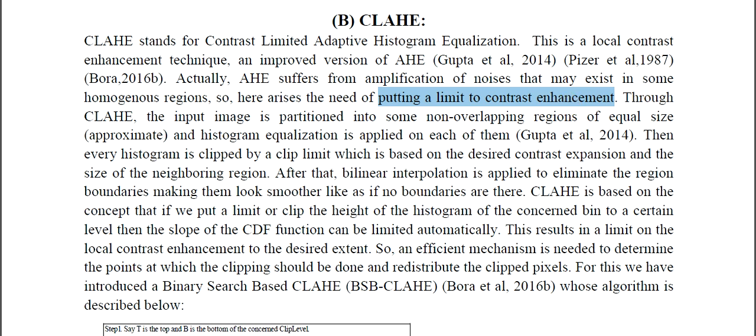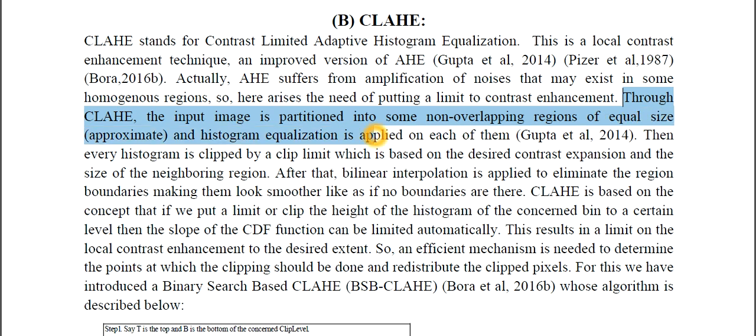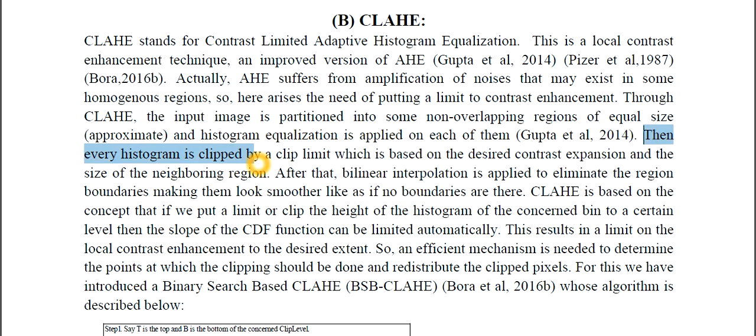Okay, so through CLAHE, the input image is partitioned into some non-overlapping regions of equal size. This is the first step. First, we have done the partition of the input image into non-overlapping regions of equal size. Then second step, we apply histogram equalization to each of them. Then third step, every histogram is clipped by a clip limit which is based on the desired contrast expansion and the size of the neighboring region.